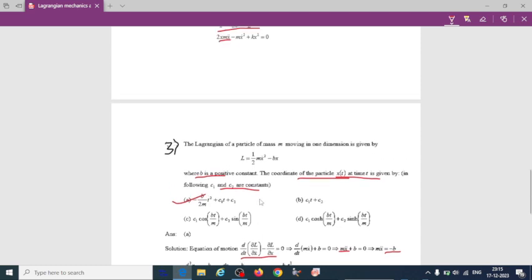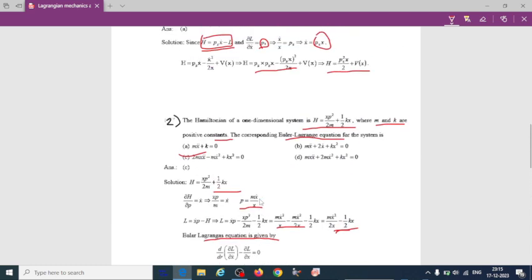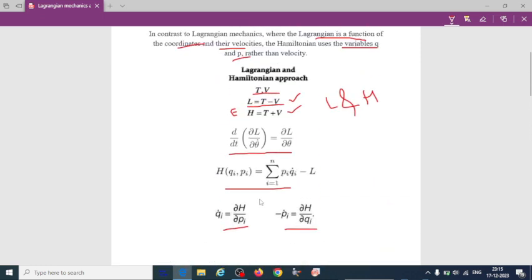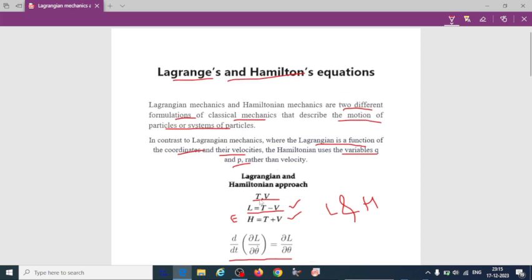So like that you can solve any problems related to Hamiltonian and Lagrangian once you understand the formulas or equations related to Lagrangian and Hamiltonian.